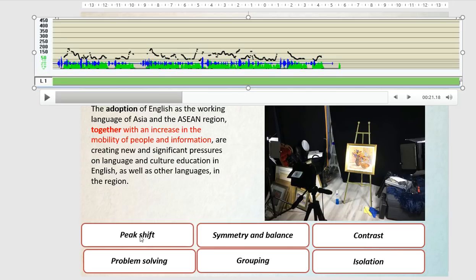Okay, so peak shift, right? Peak shift. What is the main focus? Something that really attracts our attention. We've spoken about it. It's the beginning. The adoption of English. Look at this curve right in the beginning. It's really high. The adoption of English. So every time when you create your sentences in English and when you listen even to your weekly exercises in your Moodle, now when you are dancing and tapping, try the adoption of English as the working language of Asia.